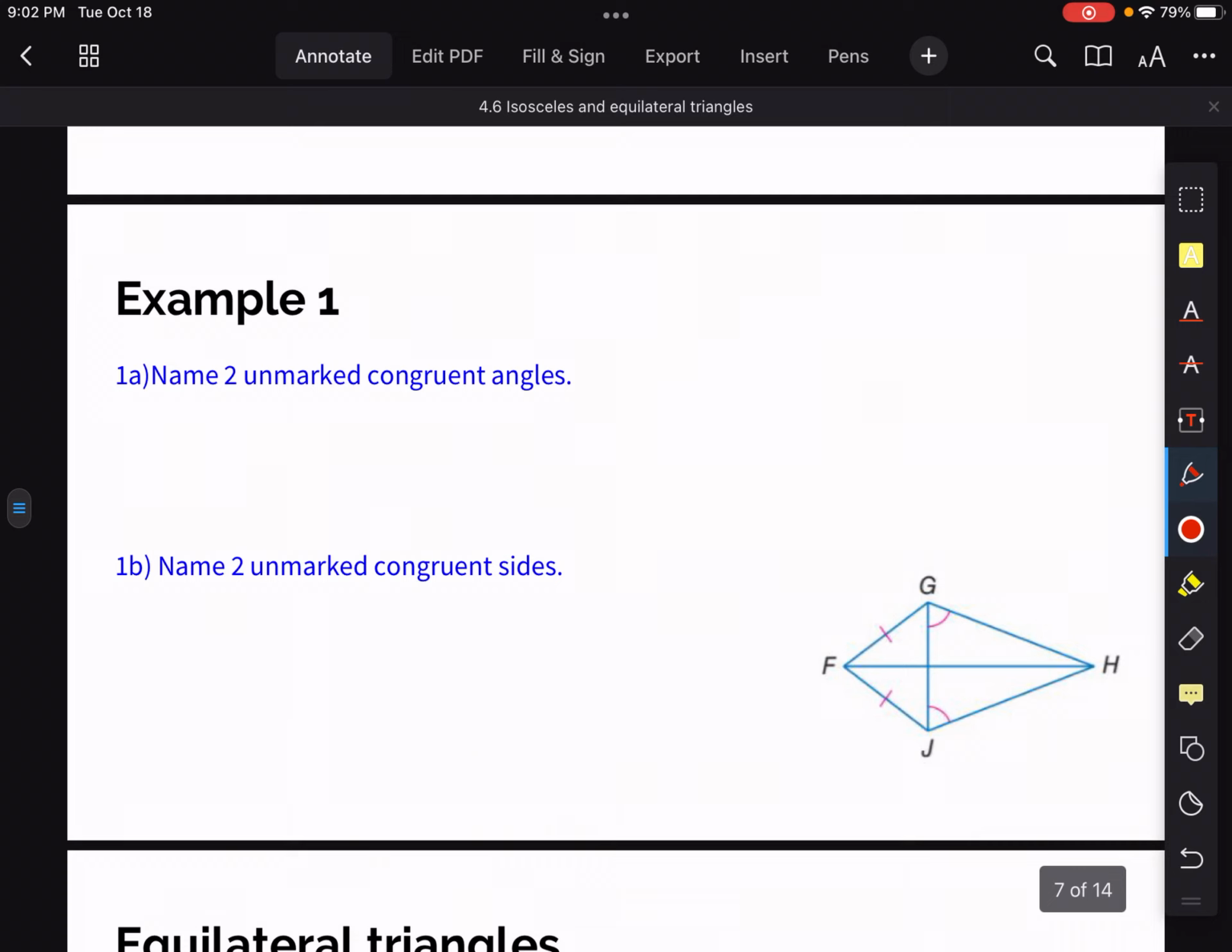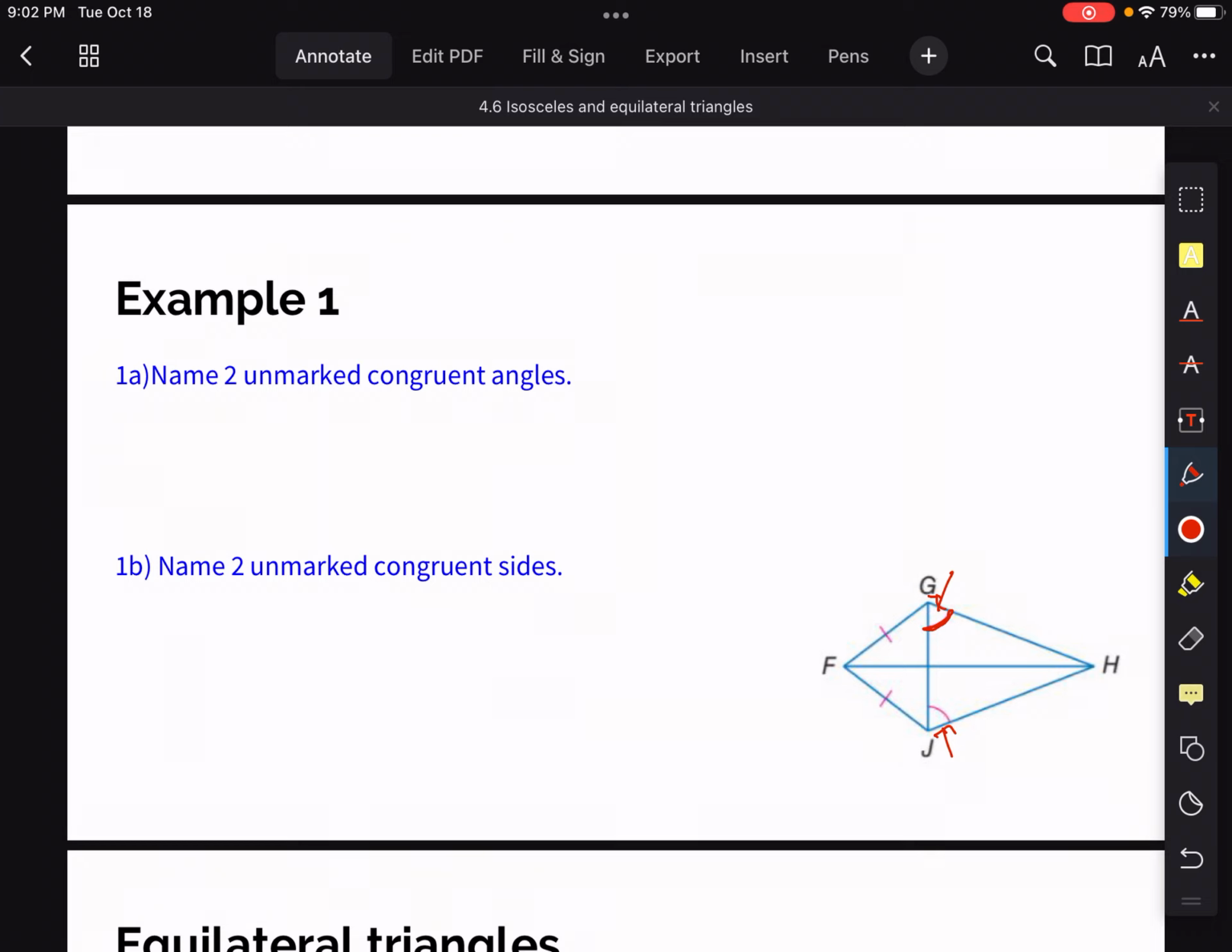Example 1 says, in the picture that's here in the right hand corner of your screen, name two unmarked congruent angles. Well, we have two angles that are congruent that are marked. That would be G here, this guy, and J. Those are congruent. But they're saying to name two that are not marked. So to do this, I'm going to use my isosceles triangle theorem and its converse. For this particular one, it'll be the isosceles triangle theorem.